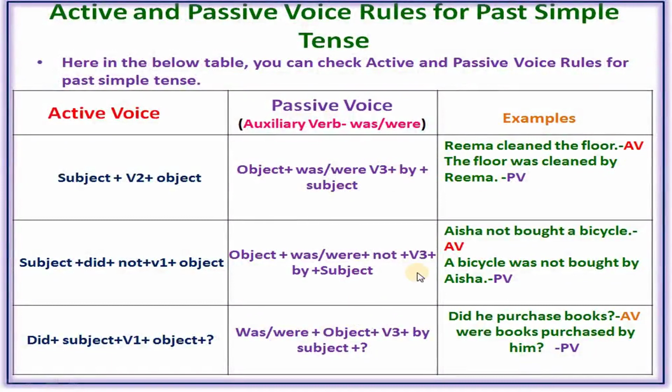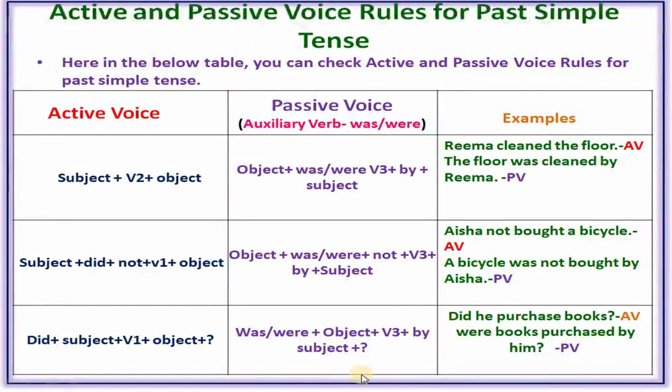Same in the negative sentence. See, here also, Aisha is the subject, and negation is there. Bought is the verb, and a bicycle is the object. According to this formula, the object comes first: a bicycle. Here bicycle is singular, that's why I am using was as the be form or auxiliary, and negation again. So a bicycle was not, then bought, the same bought only. Which form? Bought. By is compulsory, and the subject is Aisha. That's it. A bicycle was not bought by Aisha.